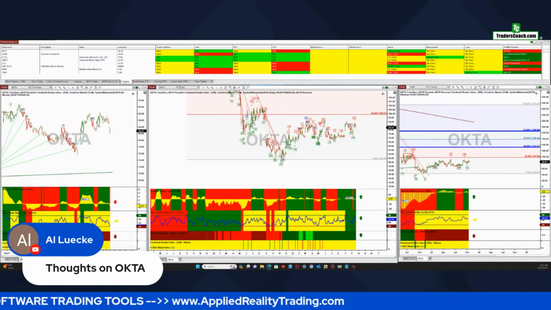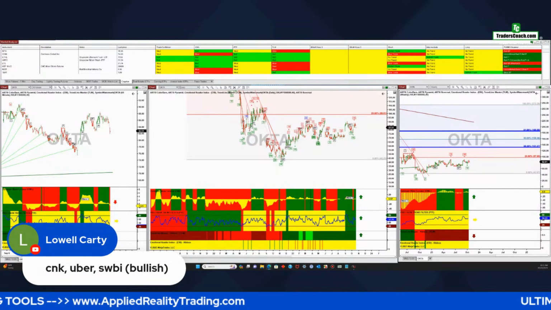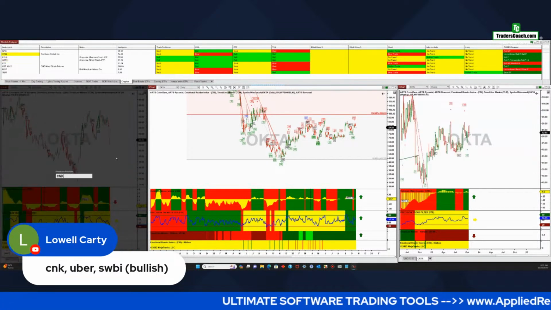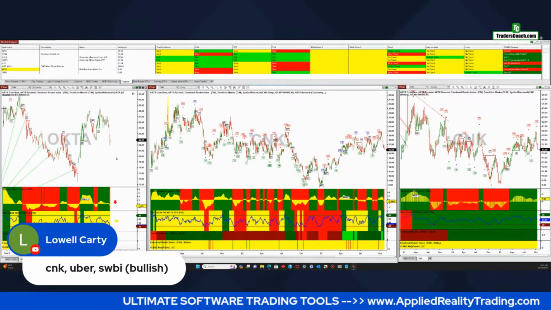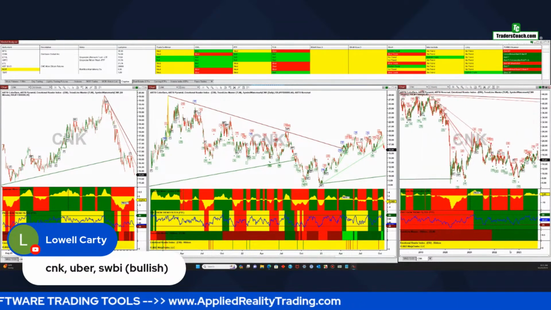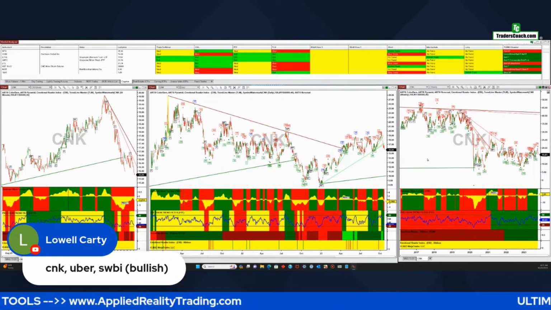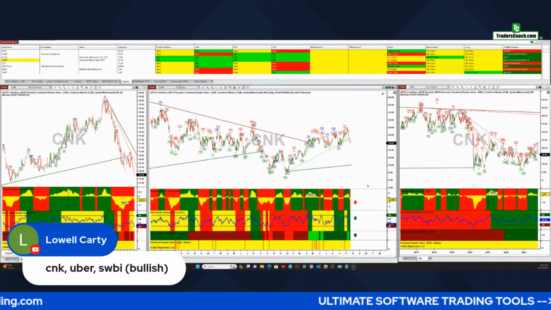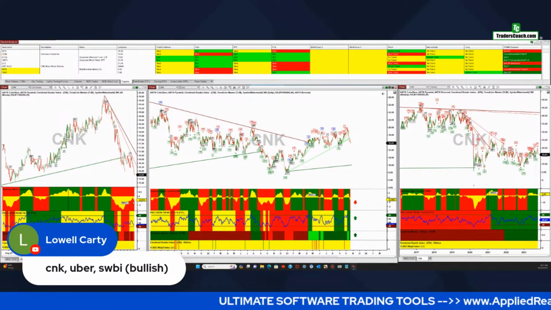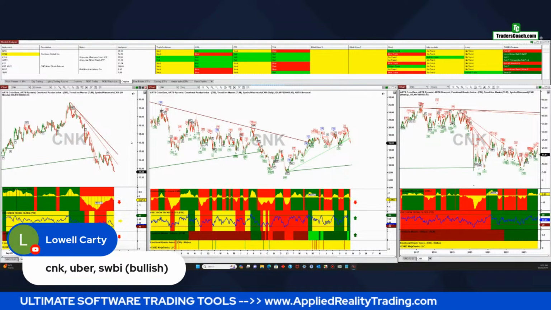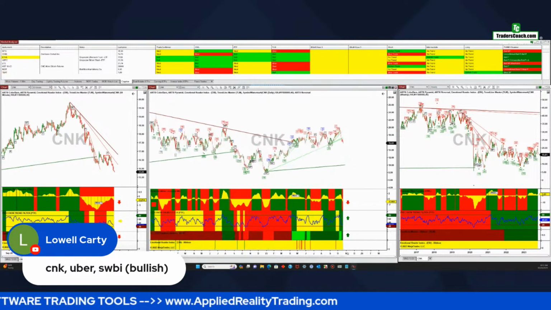All right, let's see what we got. A lot of stocks coming in today. All right, so here we got Lowell. How are you, Lowell? CNK. Let's take a look at CNK. All right, so we got a green owl on the weekly chart. We got a green PTF also on the weekly chart. Green PTF on the daily. Red owls and pyramids pointing down on the 60, and we've got a red owl here.